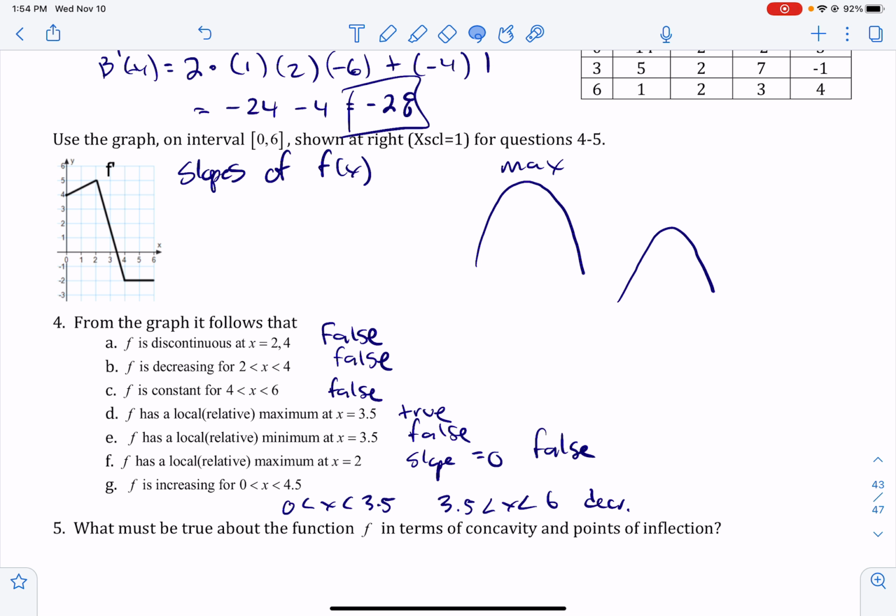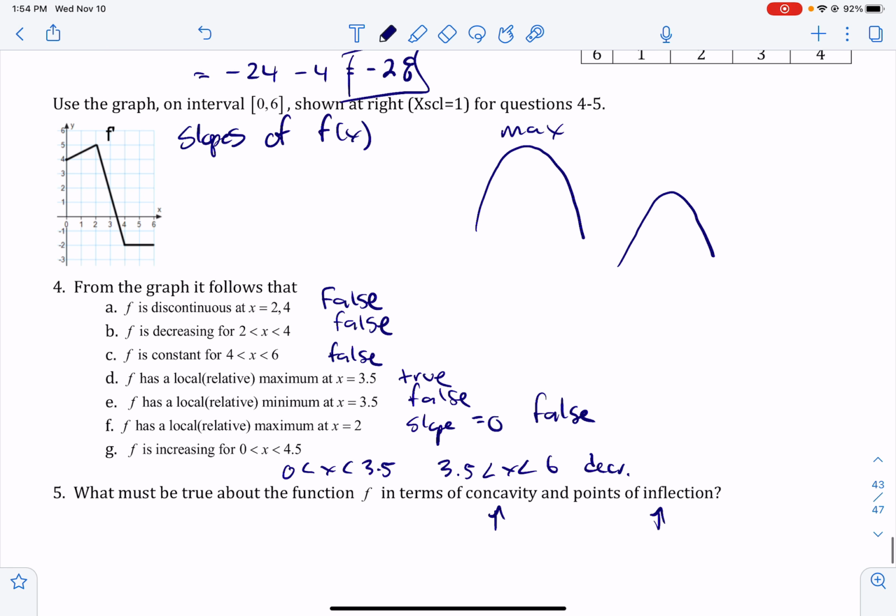Okay, so to find concavity and points of inflection, that has to do with my second derivative, right? To get to my second derivative from my first derivative graph, I've got to look at the slopes. The slope of my derivative graph is positive right here. I'm going up. Now, I'm not looking at my y values. I'm looking at the actual graph this time because I'm moving up to my second derivative.